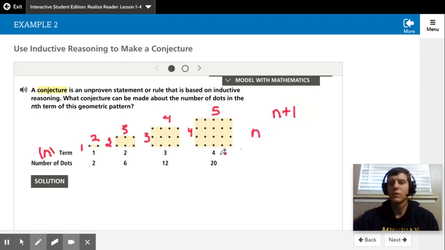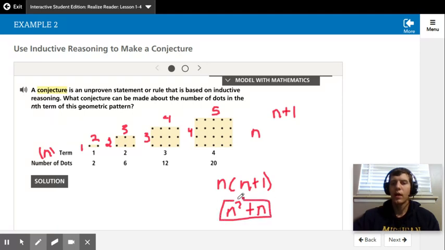Then if we want the total number of dots, we need to multiply. 1 times 2 is 2, 2 times 3 is 6, 3 times 4 is 12, and 4 times 5 is 20. So for the nth term, or any number of terms, you multiply the number of rows, n, times the number of columns, n plus 1. So n times n plus 1. You can even multiply that out if you want. n times n is n squared, and n times 1 is n if we distribute. So that is our conjecture for this problem. That is our rule. That rule will tell us how many dots there are for any term n.